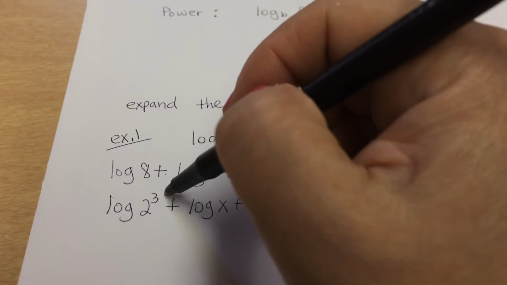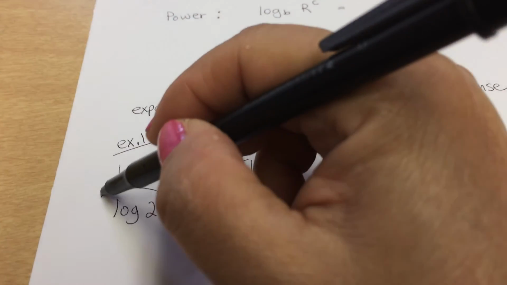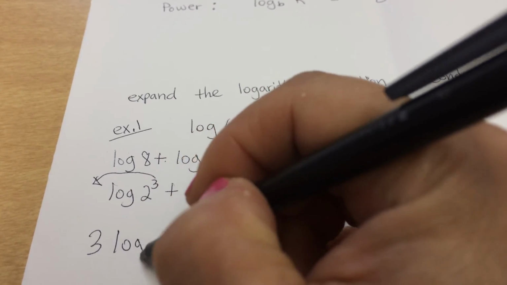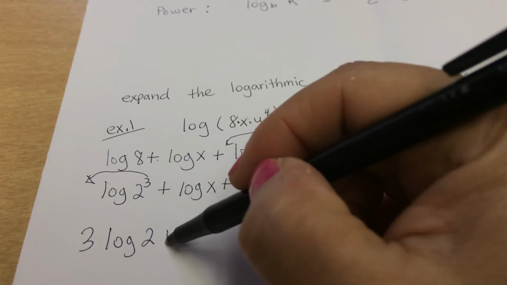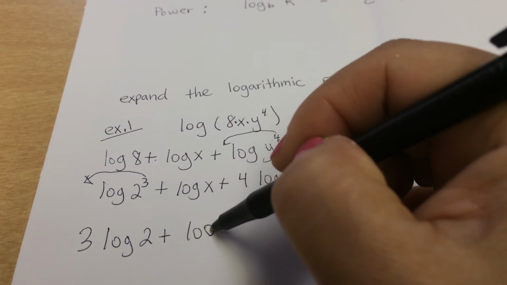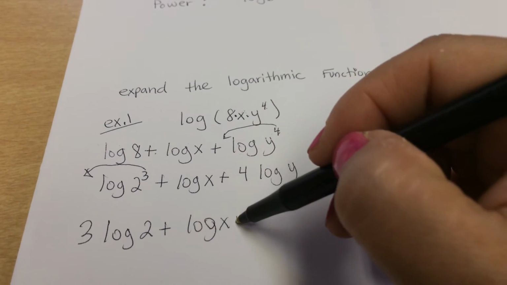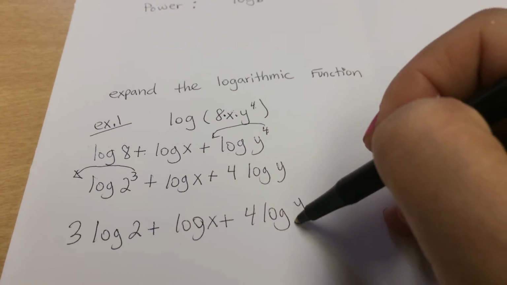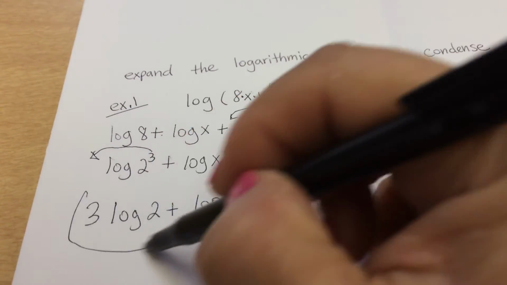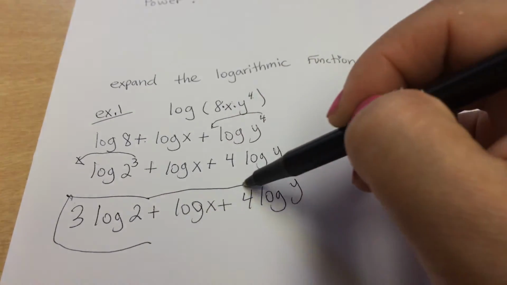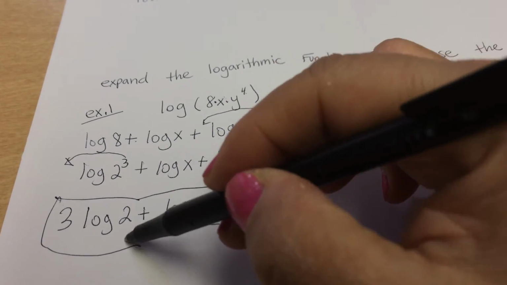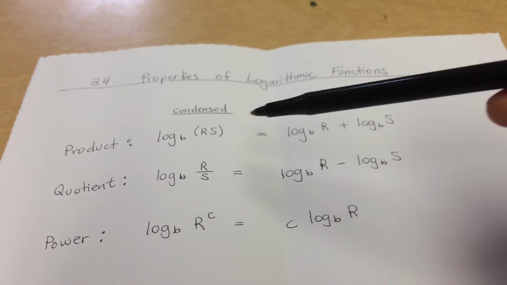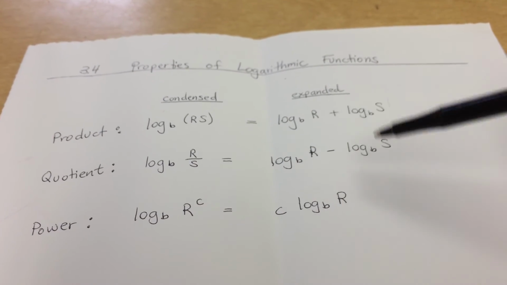Now, same idea, we're going to take this 3 and bring it up to the front. So we should now have 3 log base 10 2 plus log of x plus 4 log base 10 and then y. So that's going to be your final answer on the expansion. So expand it as much as possible without leaving anything. Using all three properties that we talked about, we expand it as much as possible.